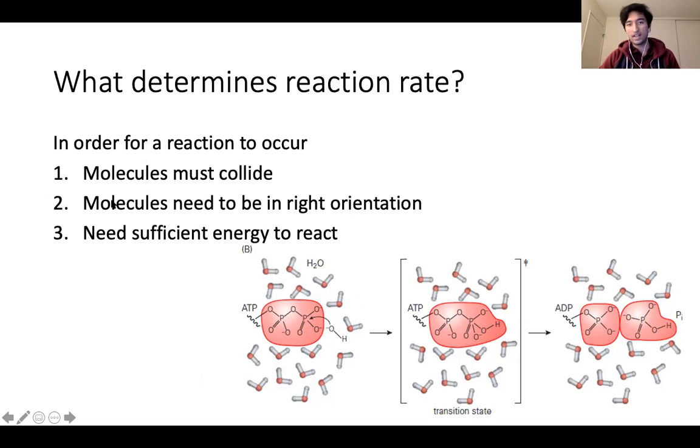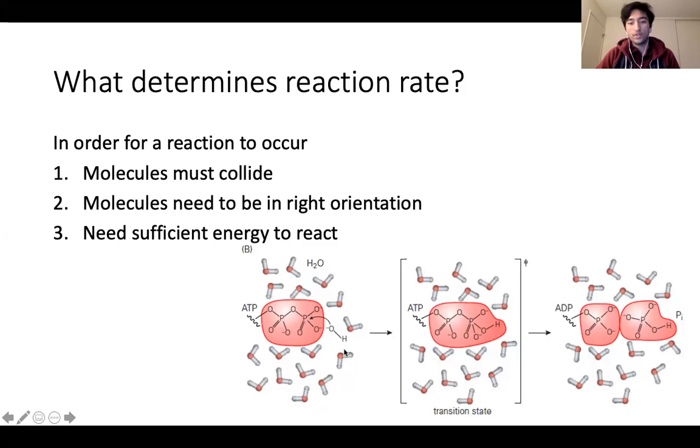Of course, the first thing that you need in order for this reaction to occur is the molecules have to actually collide. And then after the collision occurs, it's not just sufficient for there to be a random collision. You need the collision to occur in a very specific orientation. So for example, if this water molecule collided with the nucleotide base of ATP, the reaction wouldn't progress.